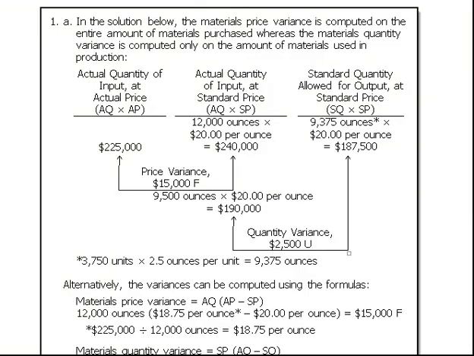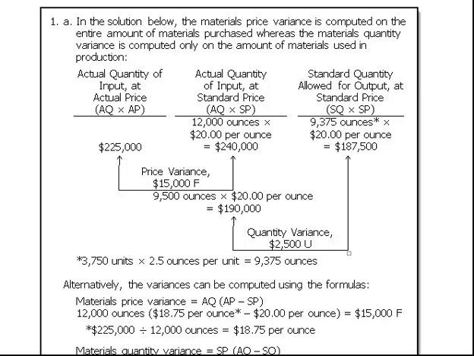Okay, so now on the screen you see the solution, and we'll walk back to the numbers if we need to, or we'll look back to them. In the solution here, the materials price variance is computed on the entire amount of materials purchased, but the materials quantity variance is based only on the amount of materials used in production. So we've got a difference.